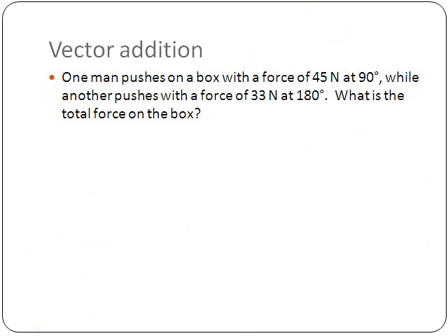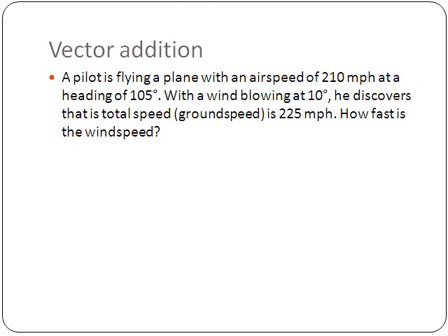Taking a look as we go forward here, our next problem. Let me get to it. A pilot flying a plane with an airspeed of 210 miles per hour at a heading of 105 degrees, with the wind blowing at 10 degrees, discovers that his total speed, his ground speed, is 225 miles per hour. How fast is the wind speed?